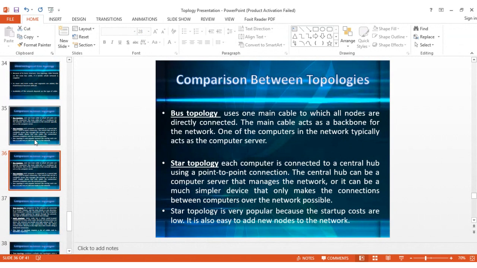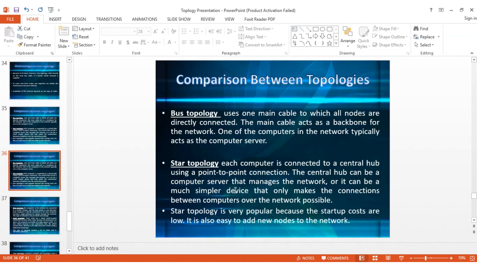So the features of these topologies are depicted in that hybrid topology. So this is the comparison between the topologies. Let me just look at these topologies.